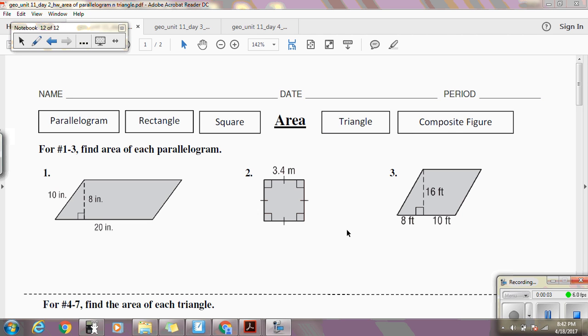Alrighty, this is your tutorial for the homework assignment over area of parallelograms and triangles. I'll work the odd problems with you.